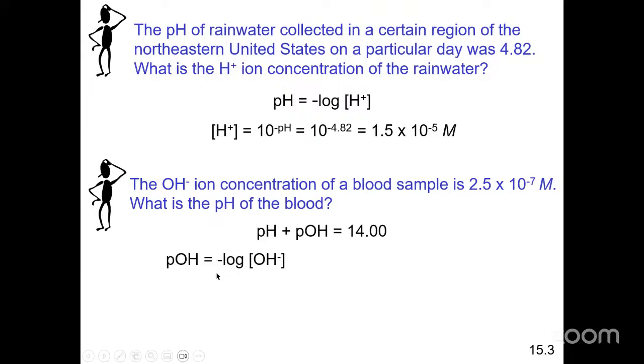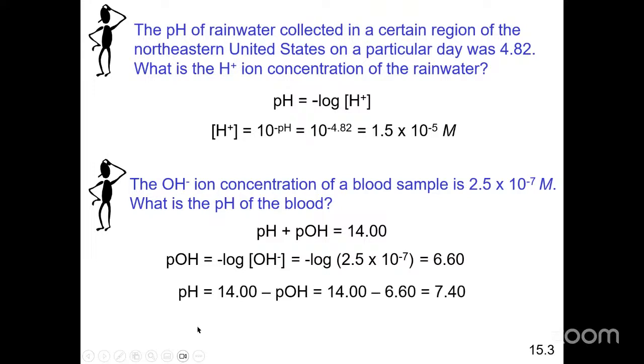This is the formula for calculating pOH. All we have to do is put this molarity where we have the concentration of OH minus here, and we're going to get 6.60, so that's the pOH. But the question is not asking for the pOH, the question is asking for the pH. So basically, we subtract the pOH from 14.00, and we get the pH of the blood, which is 7.40.